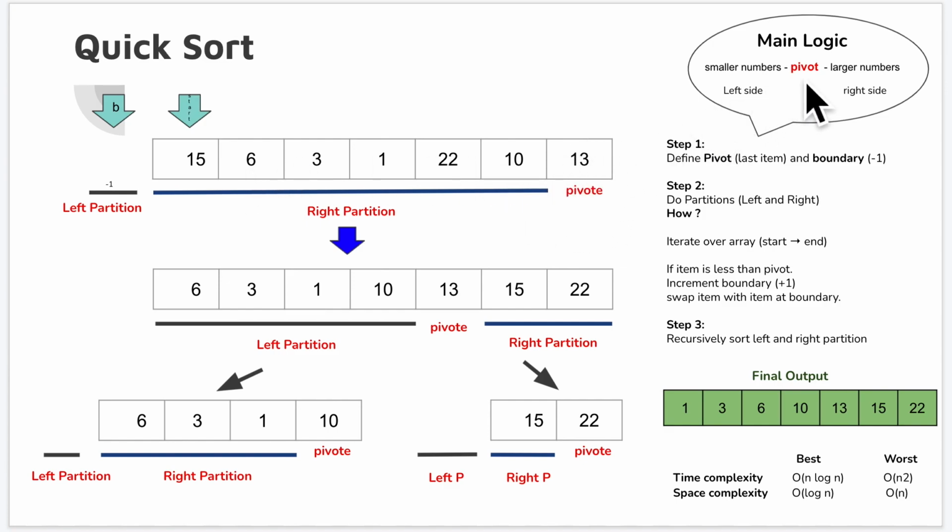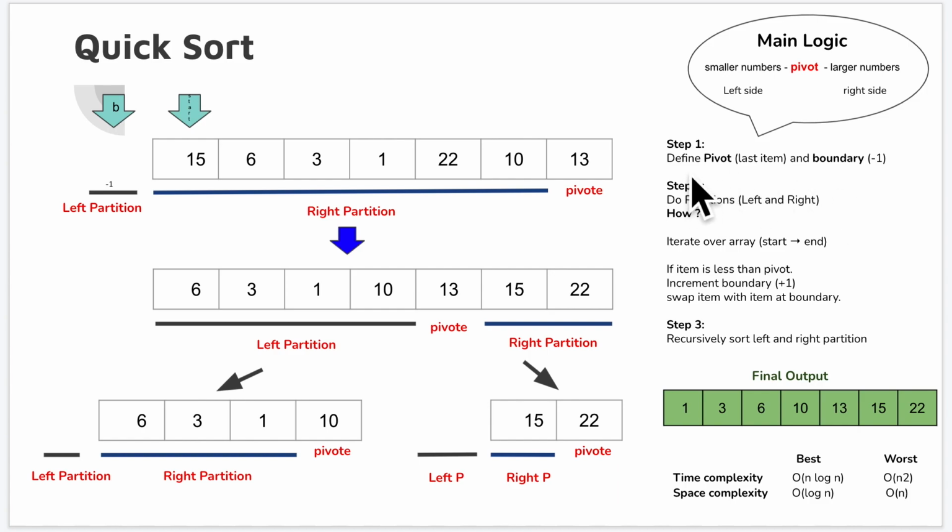Then what is our main logic? We are going to push the small numbers to the left side of the pivot and the large numbers to the right side of the pivot. So how are we going to do this? If you want to implement quick sort, just remember these three steps. Ideally, quicksort implementation is quite messy or complex, but I have made it very simple. I tried my best to explain it. Just make sure you remember these three steps and you will get the sorted array.